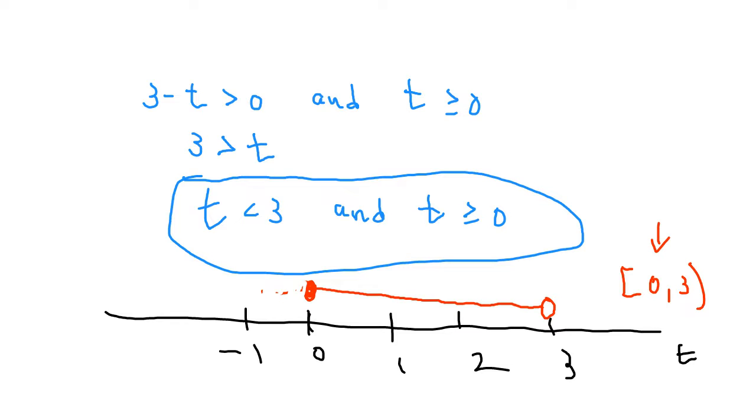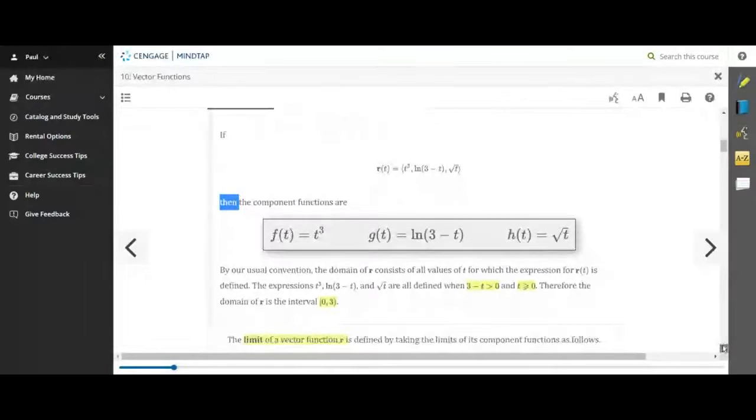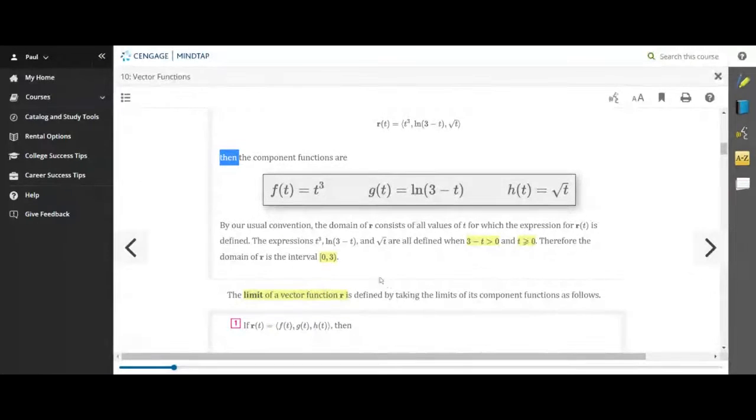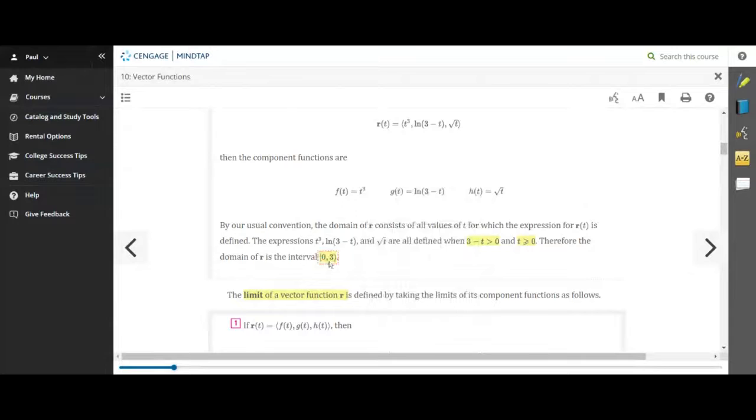Are there any questions on that? Okay. Well, let's go back to the book then. Okay, and so we now understand where that answer comes from.